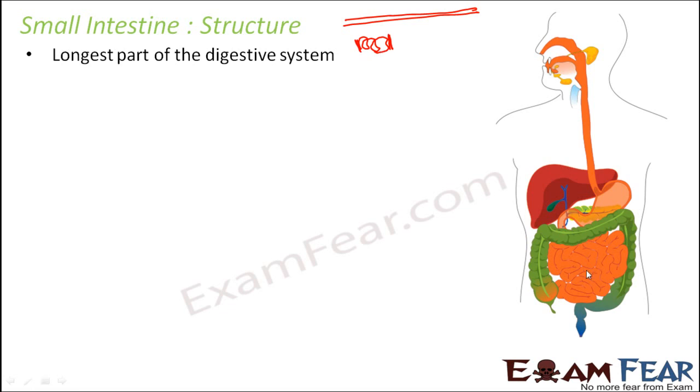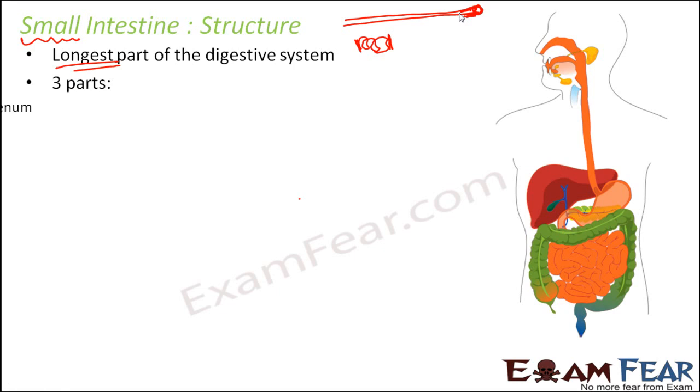Similar is the case with the small intestine. Since it is coiled, we do not get to see how long it is, but actually it is the longest part of the digestive system. Now, you might ask another interesting thing: if it is the longest part, then why is it called small intestine? Is that a misnomer? No, it is not a misnomer. It is called small intestine because the width of the tube is very small. It is a very narrow tube, and that is why it is called small intestine.